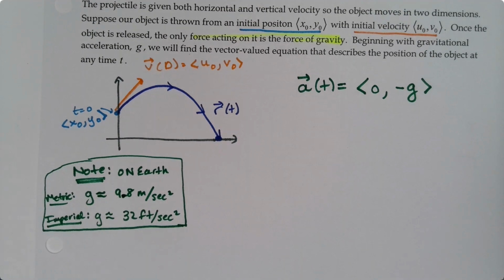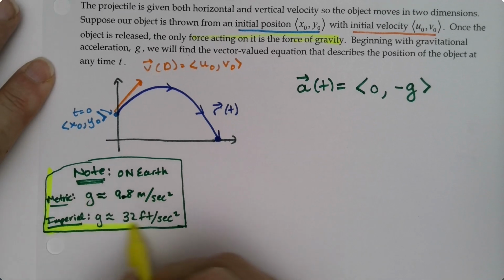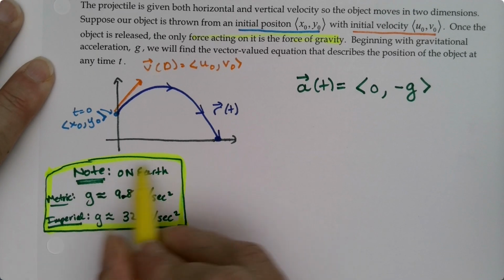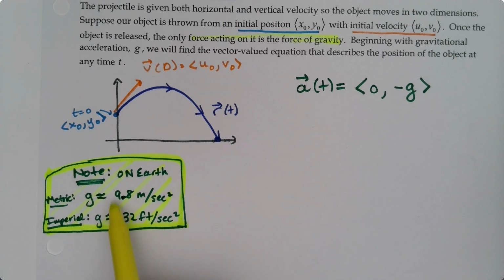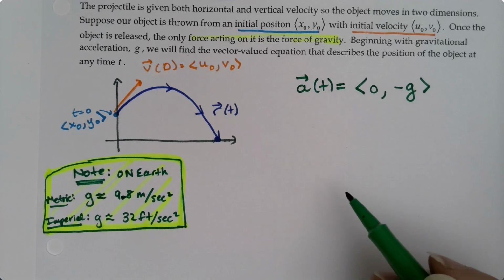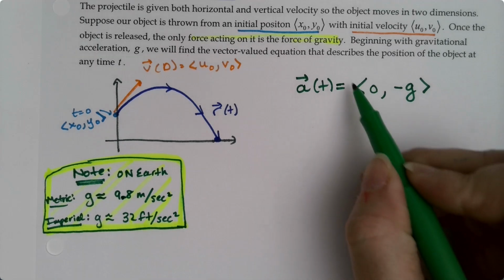Okay, so that's just something to note. We're not actually going to use it for this problem because we're trying to come up with the generic formulas, but that's something to note for future. So I consider g to be a positive number. Again, your physics instructor might say it's negative, in which case, it doesn't really change how any of this works. Okay, so there's the acceleration. Done.